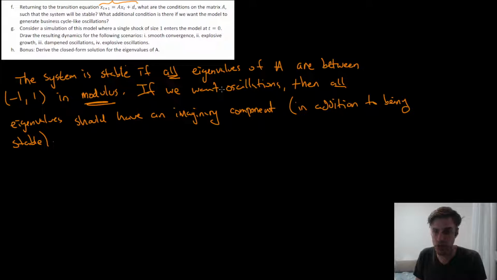Okay, so this is the answer. We need the eigenvalues to be between -1 and 1 in modulus. And if we want there to be business cycles, we need that all of the eigenvalues should have an imaginary component.